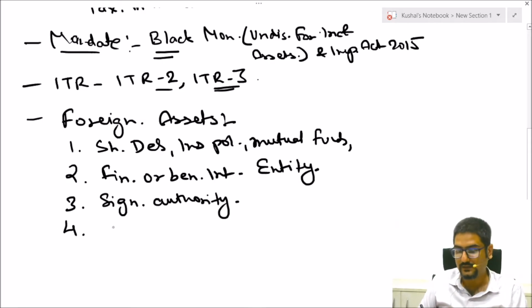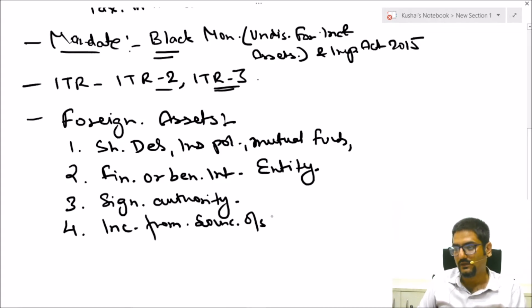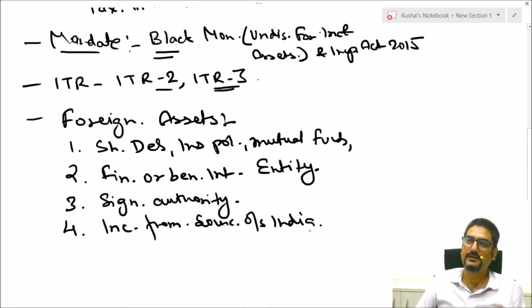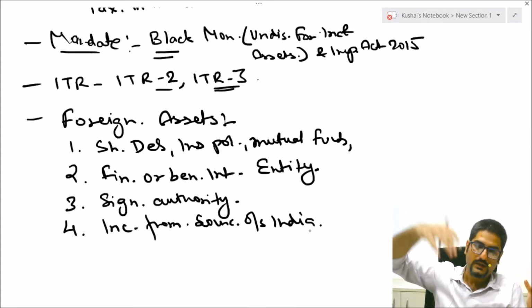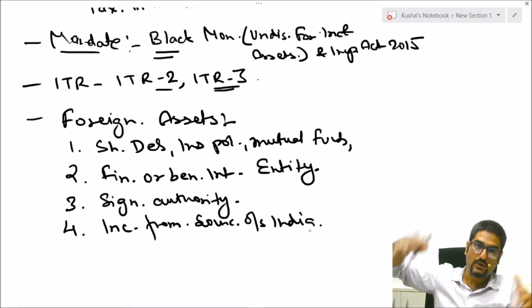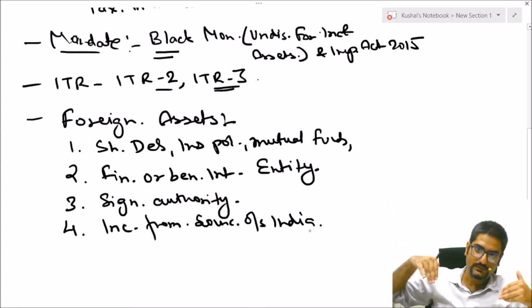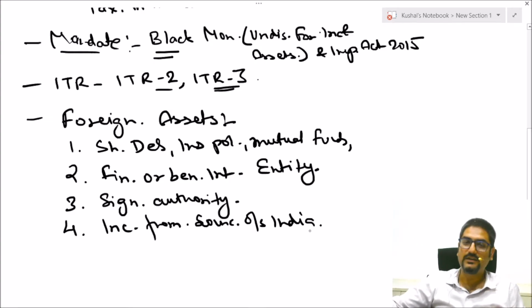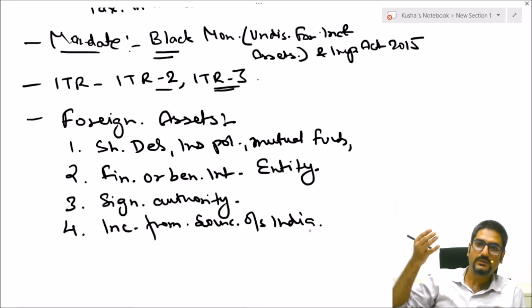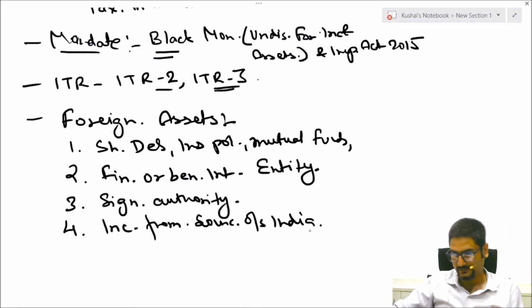The fourth category is income from sources outside India, right? Now, what types of income fall in point number 4? Dividends on the shares of a foreign company, interest on loans given to foreigners, and royalty payments received from foreign countries, and your capital gains on assets located outside India, and your rental income from assets located outside India.